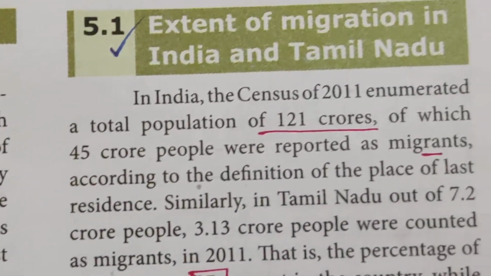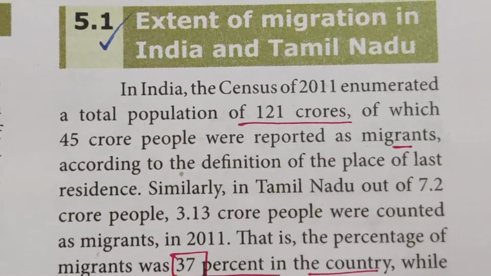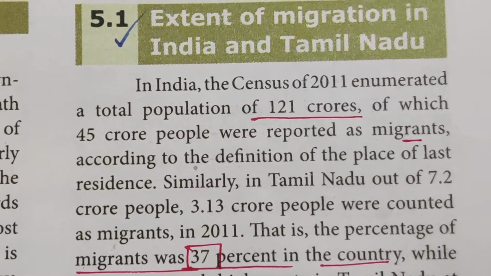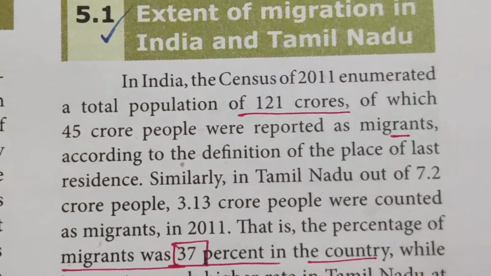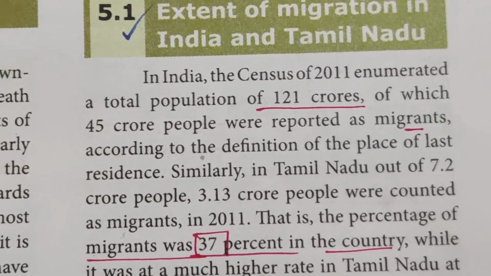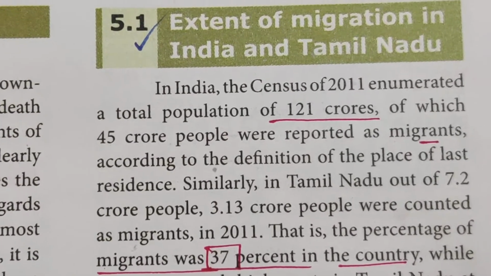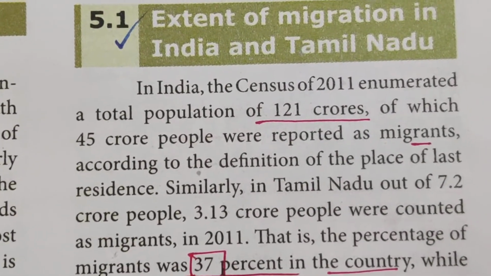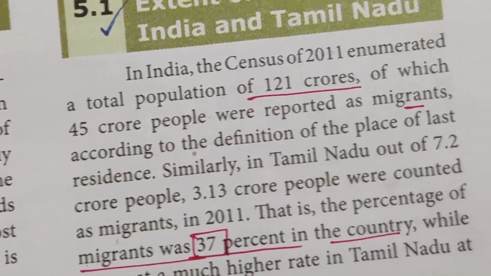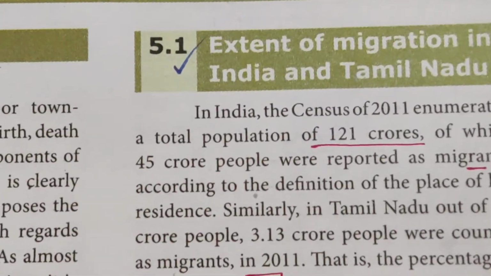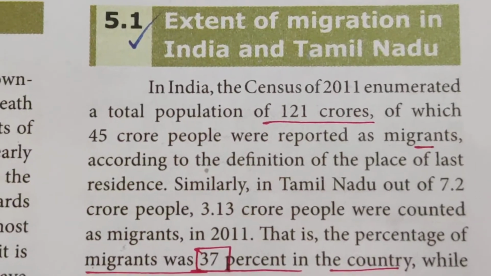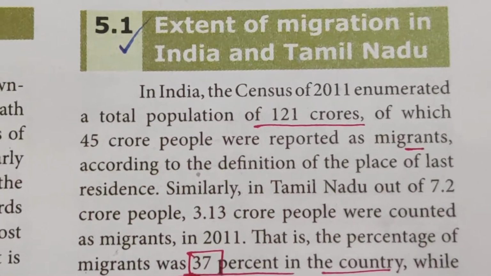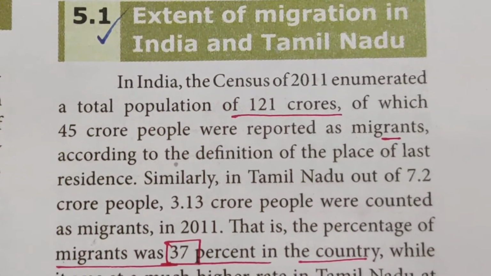First, let me explain the extent of migration in India and Tamil Nadu. As per the government of Tamil Nadu, the portion has been reduced a little. Among that, only 5.1 and 5.2 remain. There are no migration policies in this chapter. This is one of your detailed answers, the migration policies, but that portion is now out of the syllabus. Now this is okay for the lesson.